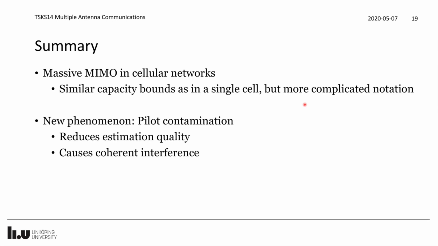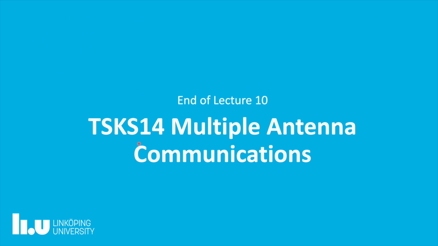So in summary, we have considered massive MIMO in cellular networks. We saw that we get similar capacity lower bounds as in the single cell case, but we have more complicated notation because we need to keep track of in which cell is the base station and in which cell is the user that we're considering. Moreover, we get this new phenomenon of pilot contamination, which reduces the estimation quality because we get additional interference when we are transmitting the pilots. And pilot contamination also creates additional interference terms that are coherent, meaning that they scale with the number of antennas, and those appear in the denominator of the capacity lower bounds. These two effects both reduce the capacity lower bounds value as compared to the single cell case. So that is the end of lecture number 10 in multiple antenna communications.